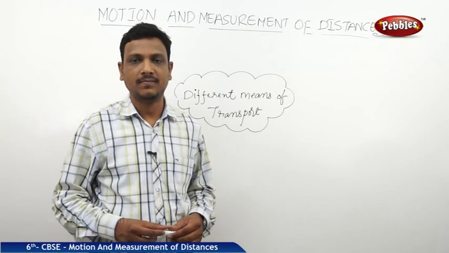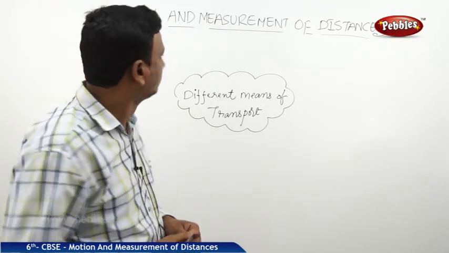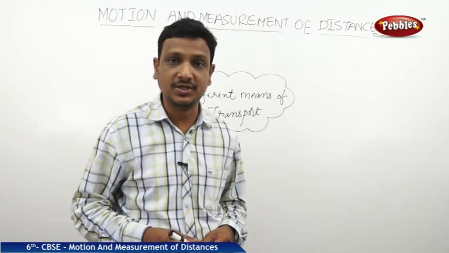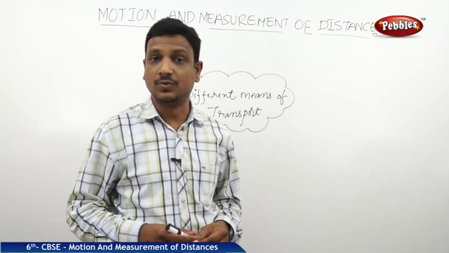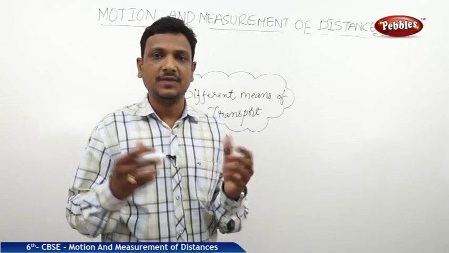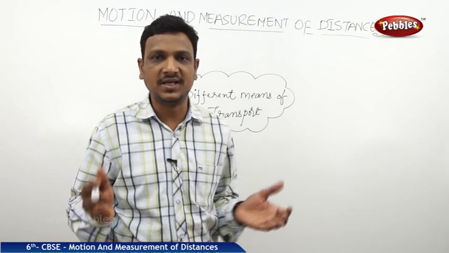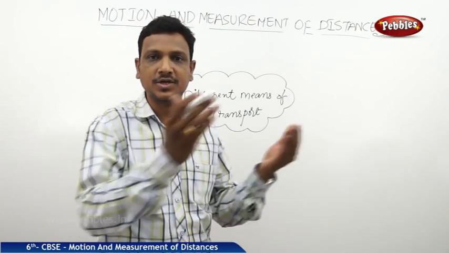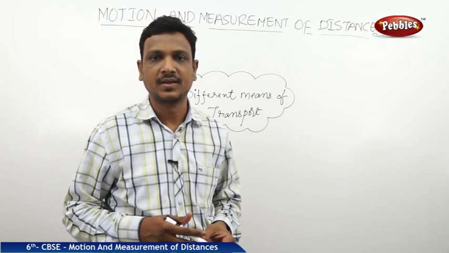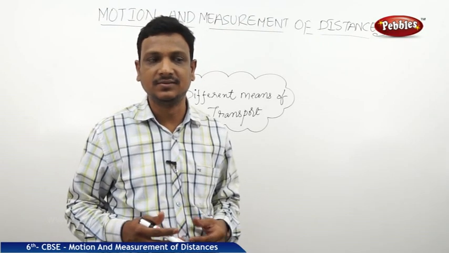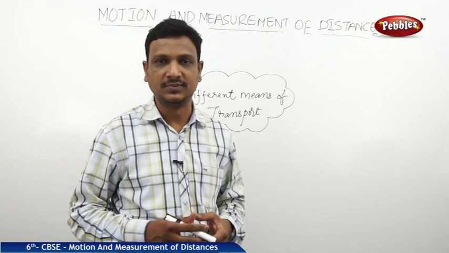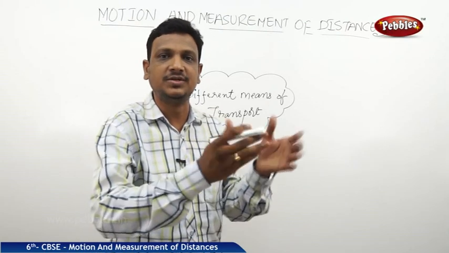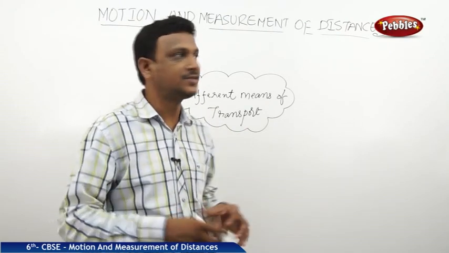Good morning, children. Today our topic is motion and measurement of distances. So what is motion? If an object changes its position from one point to another point, you can say that the object is in motion, right? So the object is changing its position, it's moving. The movement is called motion.